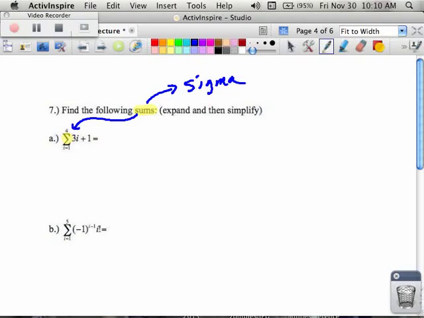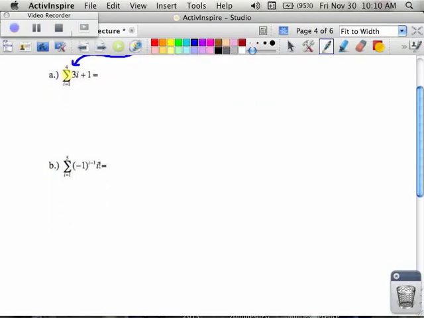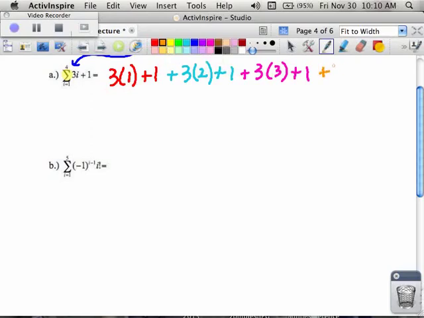Oh, now I see. Okay. Color coded. Here we go. Oh, I see the pattern here. All the way to 4, because there's a 4 on top of the summation. Don't tell people, please. Let them figure this out.